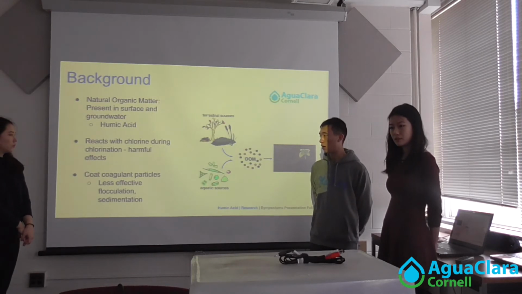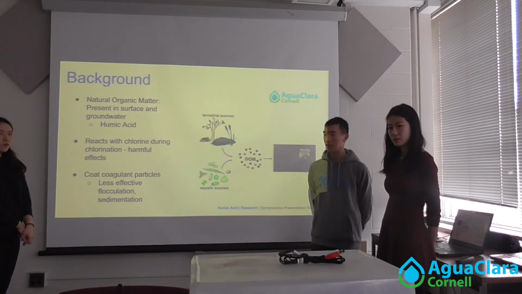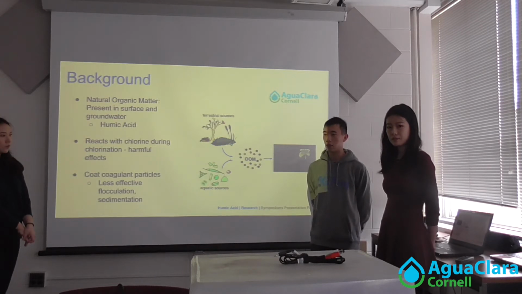And so another downfall of humic acid is that it can coat the coagulant particles, making flocculation and sedimentation less effective because it's harder for blankets to form.